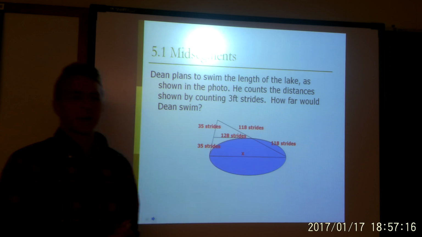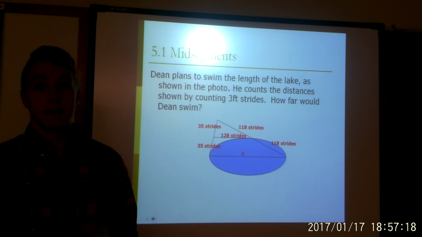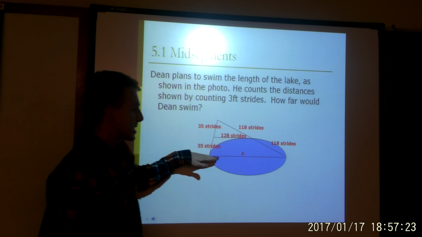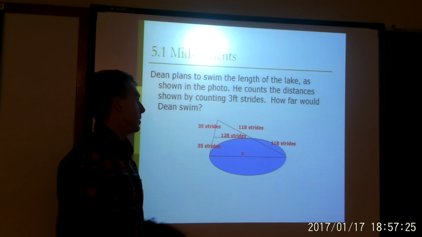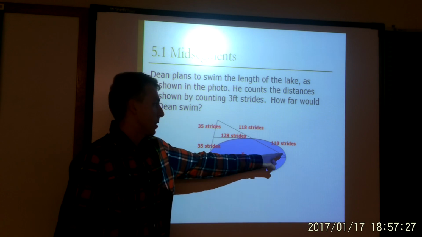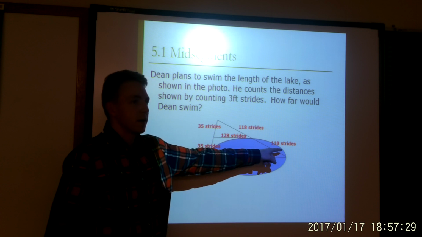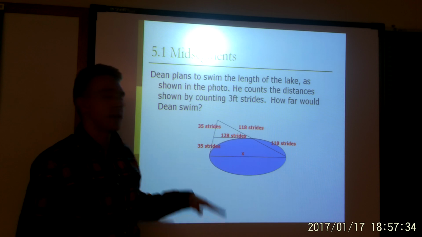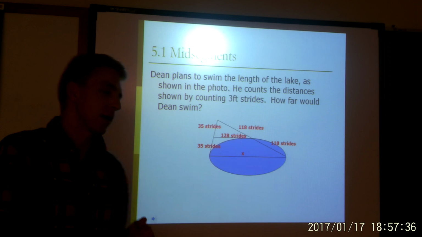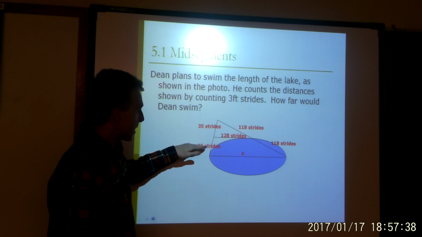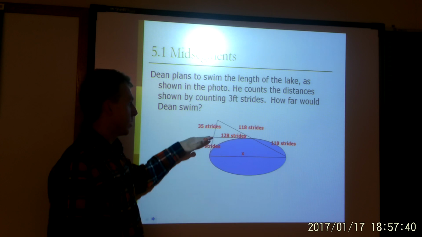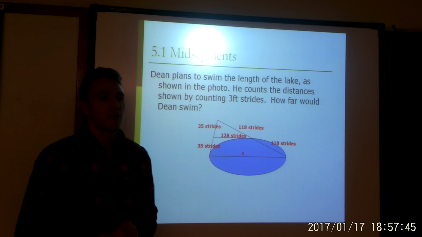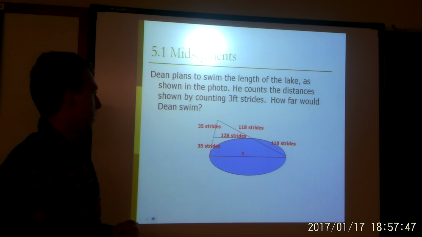And one last problem, we're going to try applying it in the real world. You're trying to measure the distance across a lake. Maybe you can't measure this part, maybe it's really shallow there, so you can measure that, but you can't measure across the lake, it's too deep. And you want to know how far it is across your lake. So, mid-segment, yes, we're good. 128 strides, well, what's left over for X? How far would D need to swim?